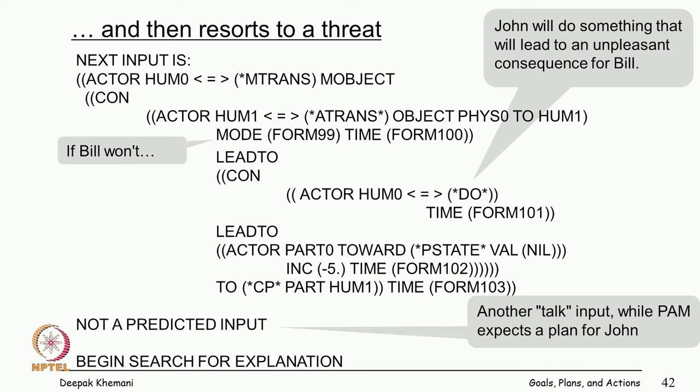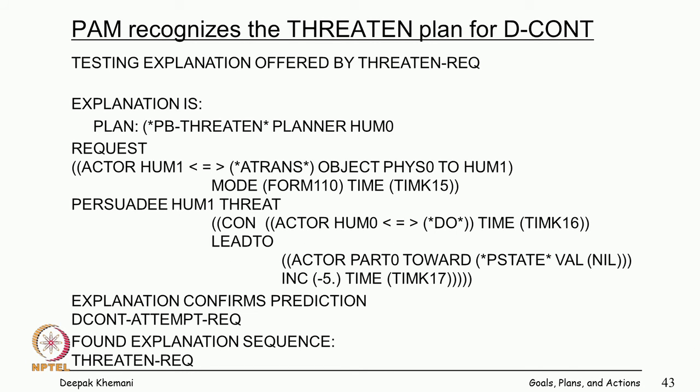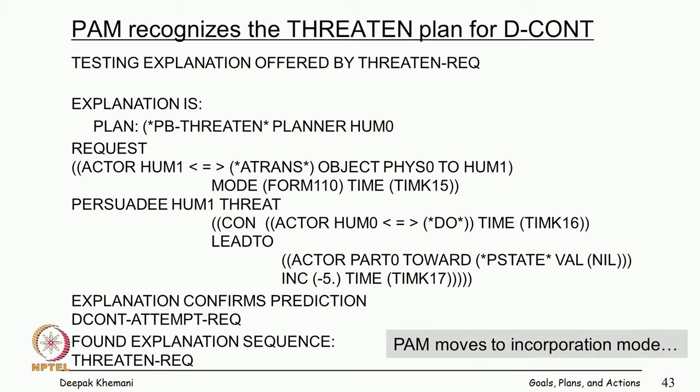So, again this is like saying something and not what Pam was expecting, but now Pam recognizes that there is a plan called threaten, and basically puts that as part of the story, that it has understood that John is threatening Bill here.